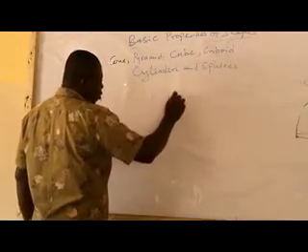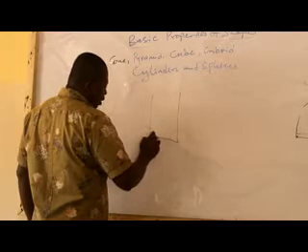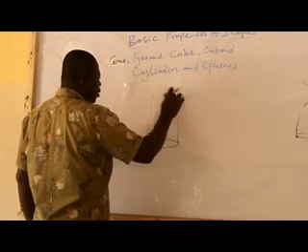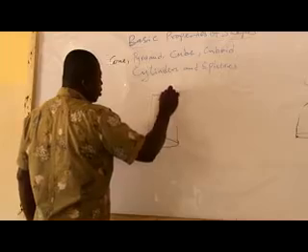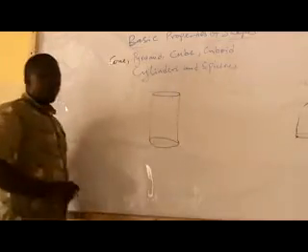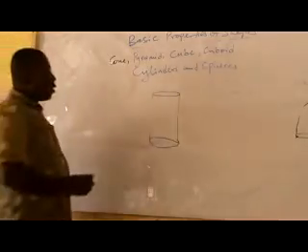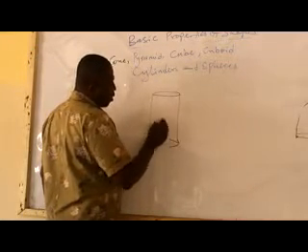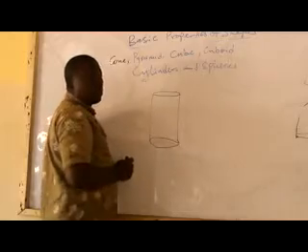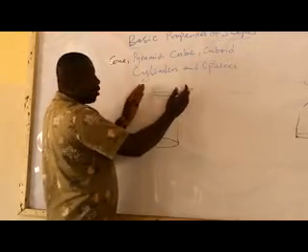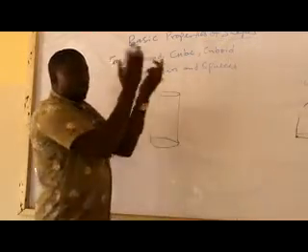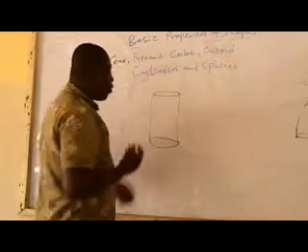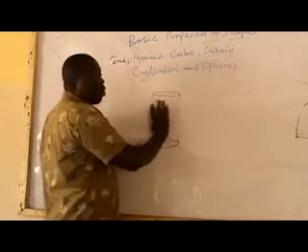This is how a cylinder looks like. It has a circular flat face on both sides. It has a circular face on one side, and it also has a circular face on the other side. Then it has a body that is oval, so it is curved. It has a curved body. So this body here is curved.